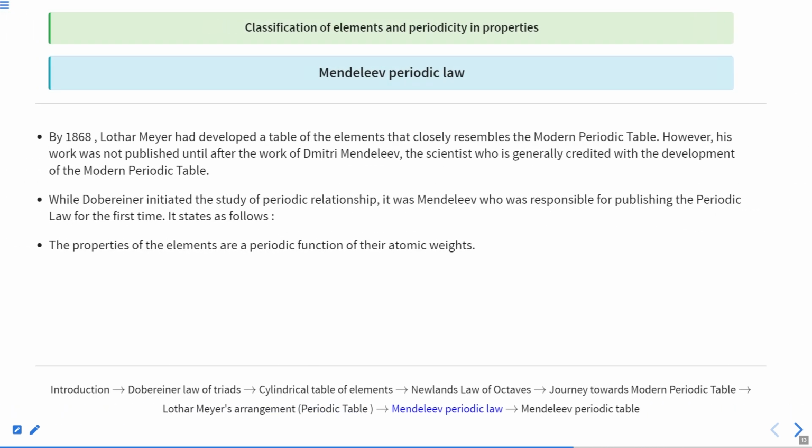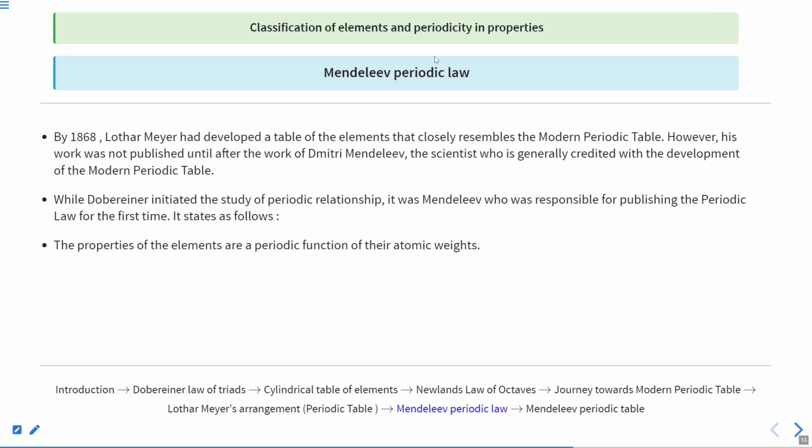So this is the law that was put forth by Mendeleev, and it was the basis of his classification. This thing should be kept in your mind: according to Mendeleev, the properties of the elements are a periodic function of their atomic weight. Now when we move forward, we will see that this line stays the same, but at last we don't write atomic weight, we take a different property. So we'll see.